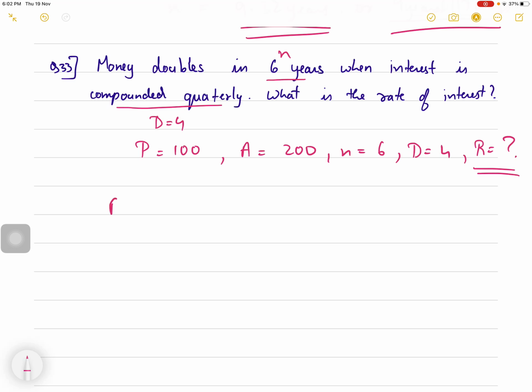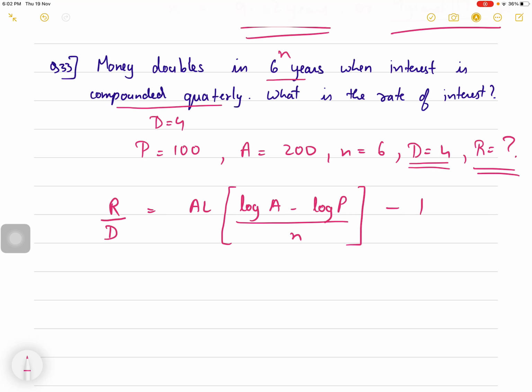Okay. So the formula for R is equal to antilog of log A minus log P upon N, minus 1. This is the formula for R, right? But whenever there is D, what do you do? You multiply N into D, okay? And you divide R by D. So, R divided by D and D multiplied by N. So, this is your formula.